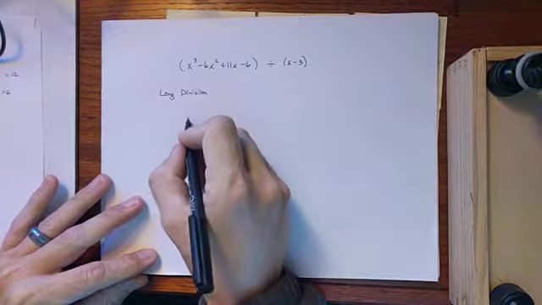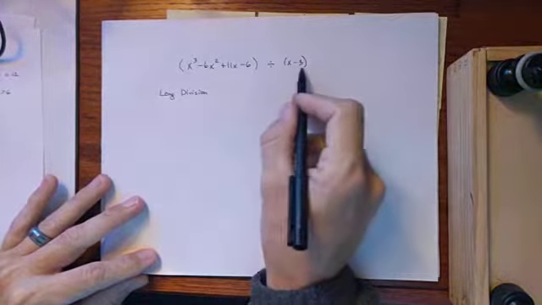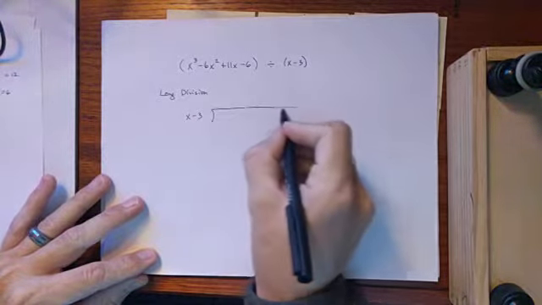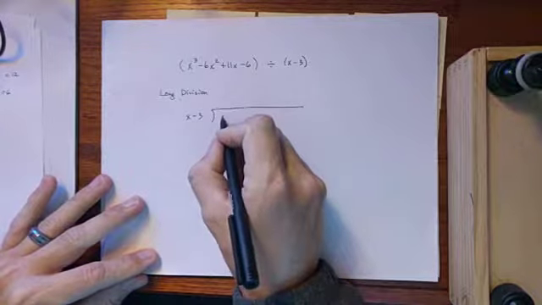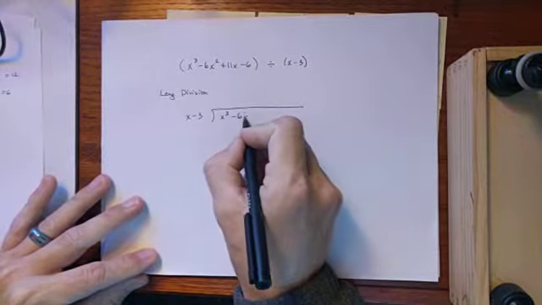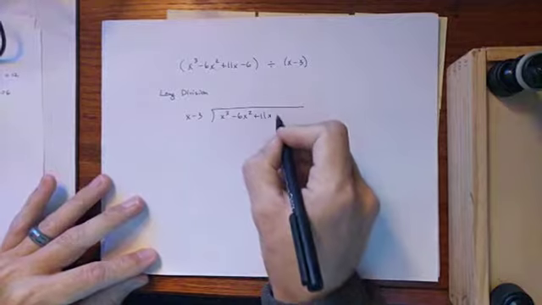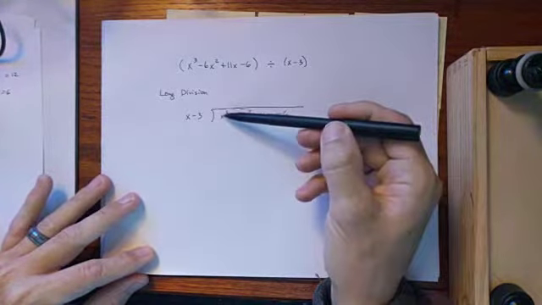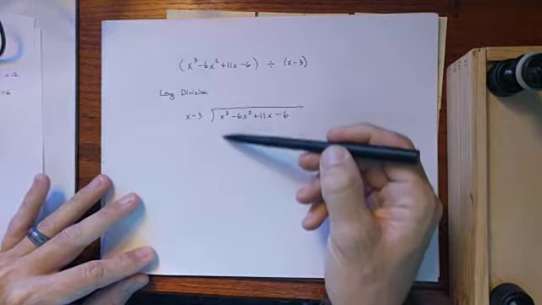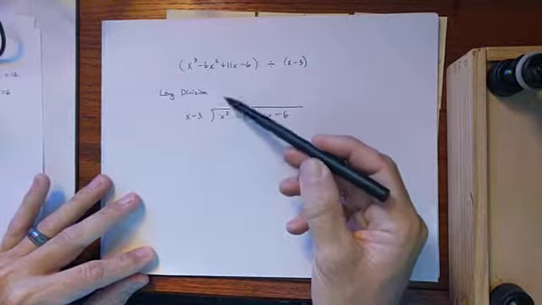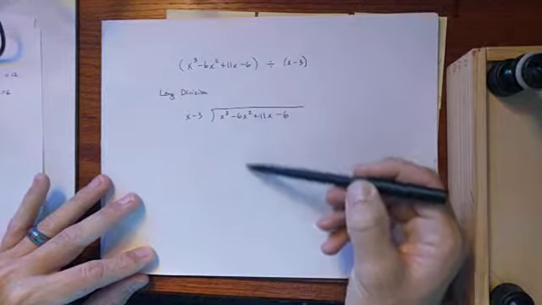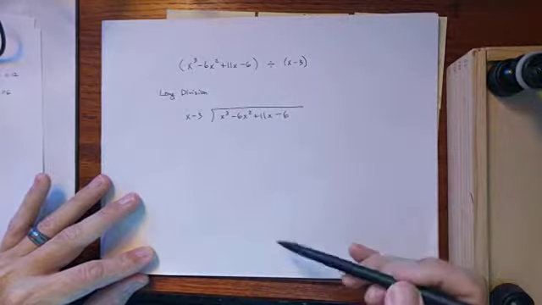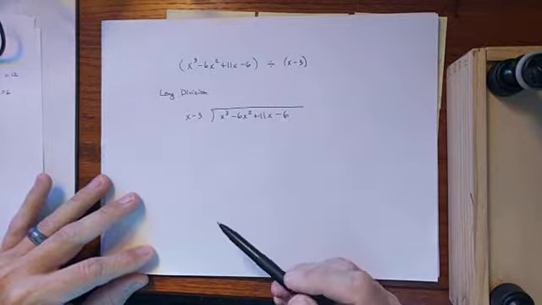Without any further ado, I'm going to take this x minus 3 and put it on the outside of this big division bar here. And underneath we're going to have x cubed minus 6x squared plus 11x minus 6. It's very important when you do this to keep everything in columns. Everything I write in this column will be the x cubed terms. Everything in this column will be x squared terms. Everything in this column will be x terms. And everything in this column will be constants or numbers.